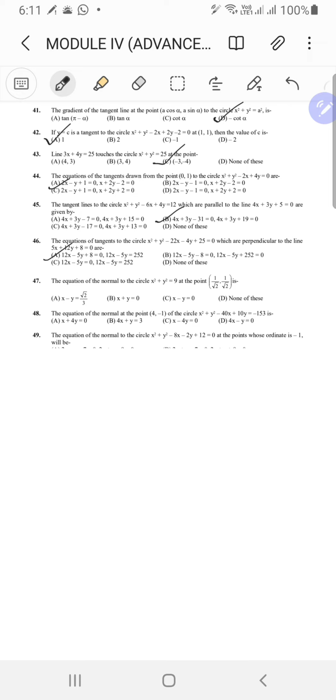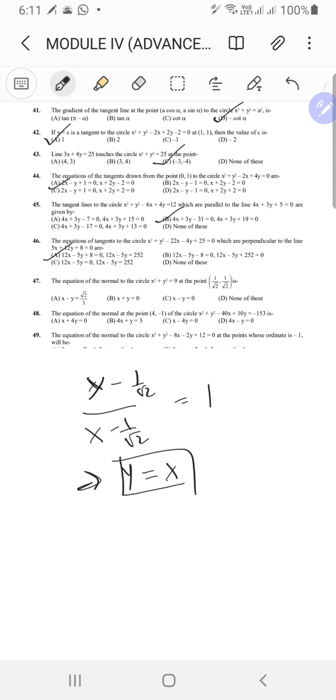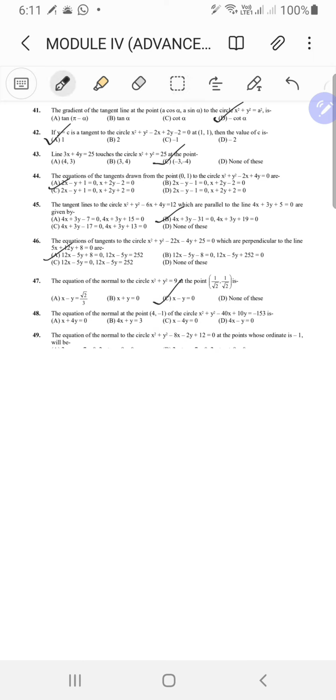That's the slope of the normal. Wait, that's the slope of the tangent. The slope of the normal is 1. Yeah, nice. So it's just like y minus 1 by square root 2 upon x minus 1 by square root 2 equal to 1, which means y is equal to x. That's it. x minus y equal to 0. Yeah. Next, the equation of the normal at the point of this circle is, yeah, the same stuff.